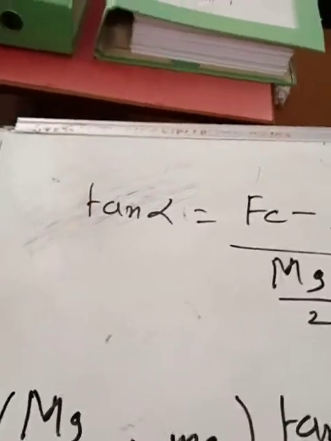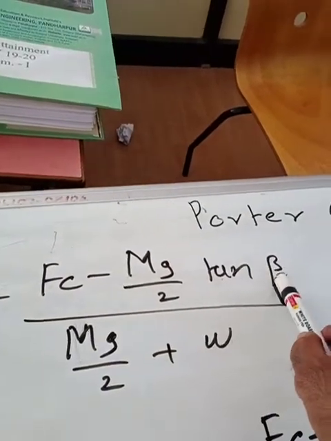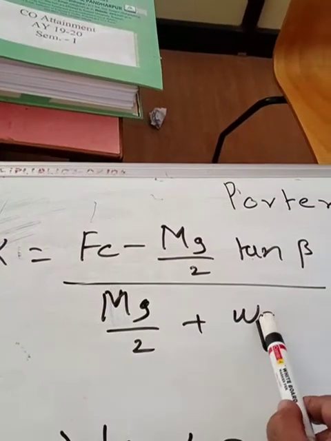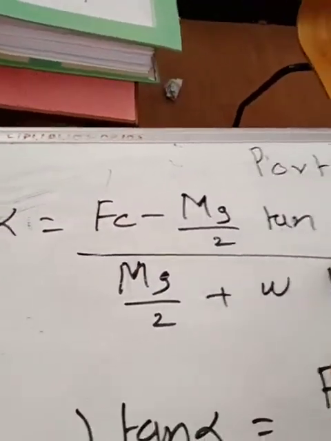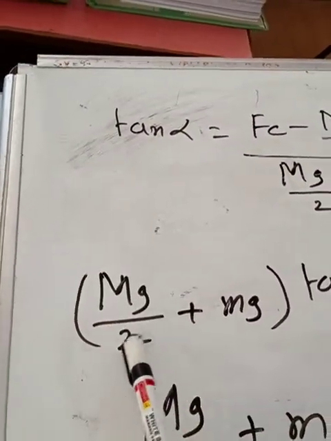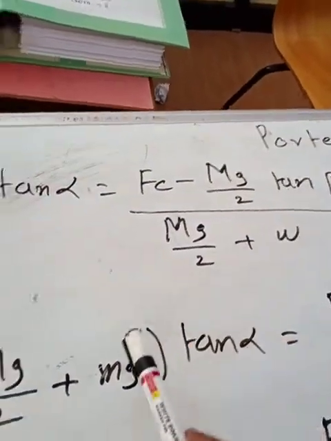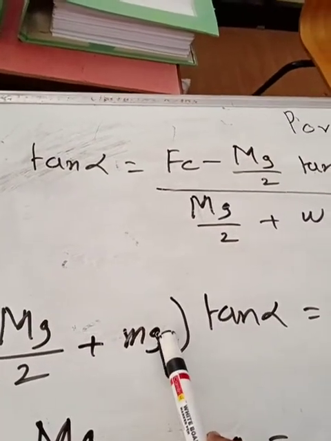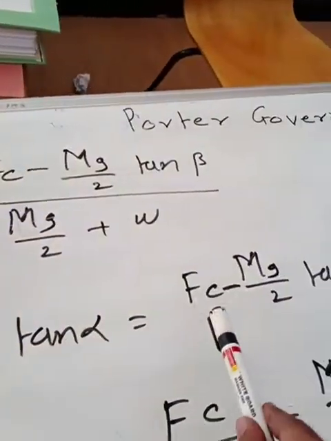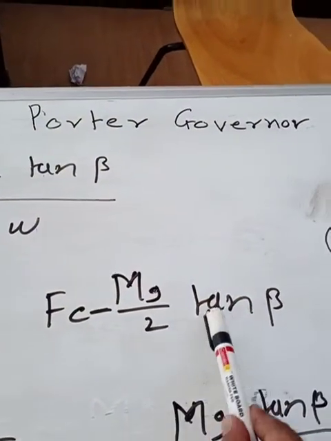As we have calculated, this equation is tan alpha is equal to Fc minus Mg divided by 2 into tan of beta whole divided by capital Mg divided by 2 plus w. From this equation now we'll take this part to the other side of the equation. What this equation will become: Mg divided by 2 plus small mg. I have placed the small mg in place of this w, so mass of that fly ball into gravitational acceleration. This will be in bracket multiplied by tan alpha as it is. Remaining part to this side will be Fc minus capital Mg divided by 2 tan of beta.